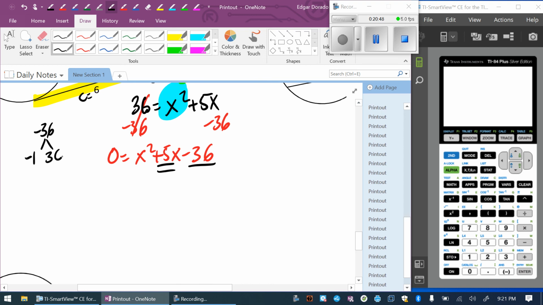Negative 1 and 36, negative 2 and 18, negative 3 and 12, negative 4 and 9. Let's see, negative 6 and 6, and I think that's pretty much it.